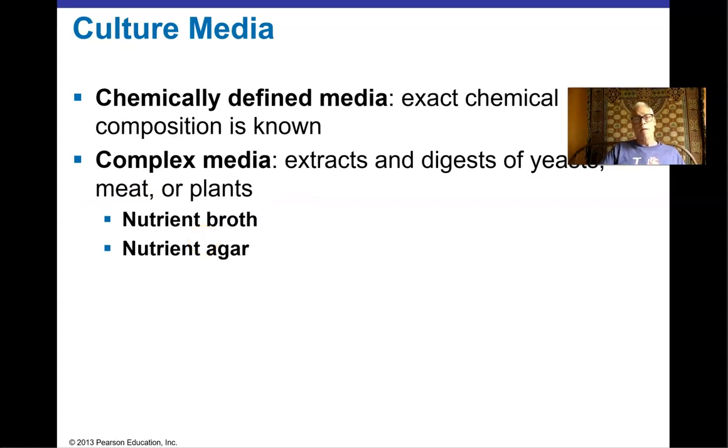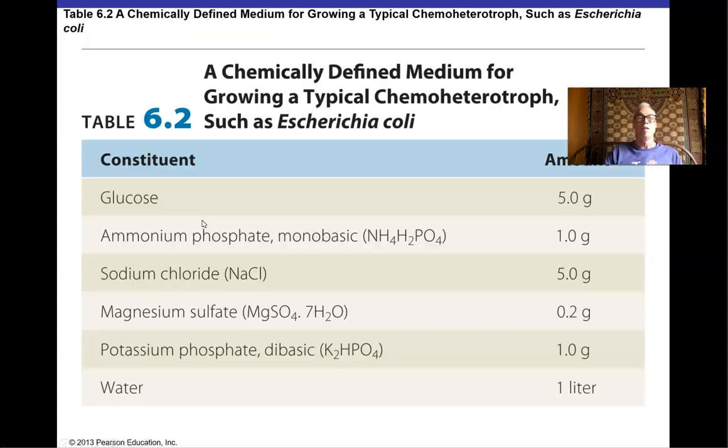Let's talk about different types of media. We can have chemically defined media in which we know precisely the concentration of every constituent in the media. Sometimes that's very useful in terms of identifying what can and can't grow on it. Oftentimes, though, we just want to get stuff to grow. We have a complex media in which we take a bunch of nutrients from either yeast or meat or decomposing plants or something like that and place it in with the agar. And now we have a wonderful mixture of virtually every nutrient that any bacteria could possibly need. And one particular type is called nutrient broth or nutrient agar.